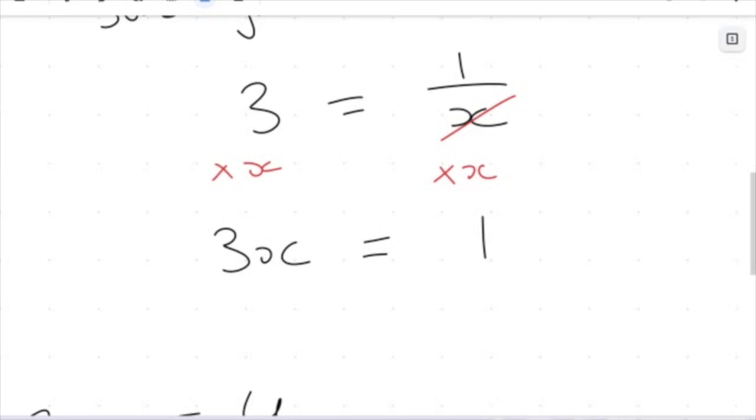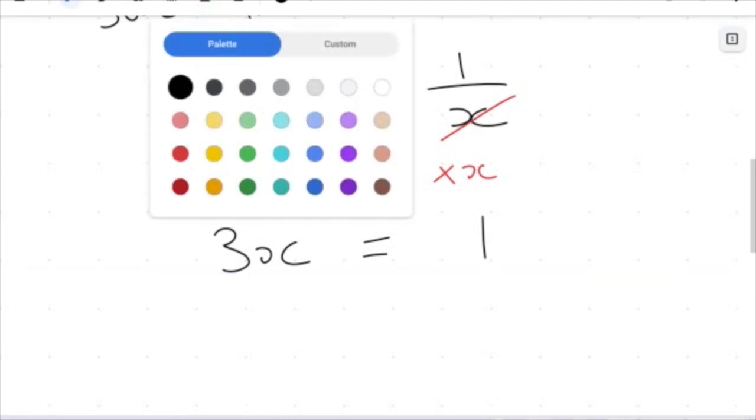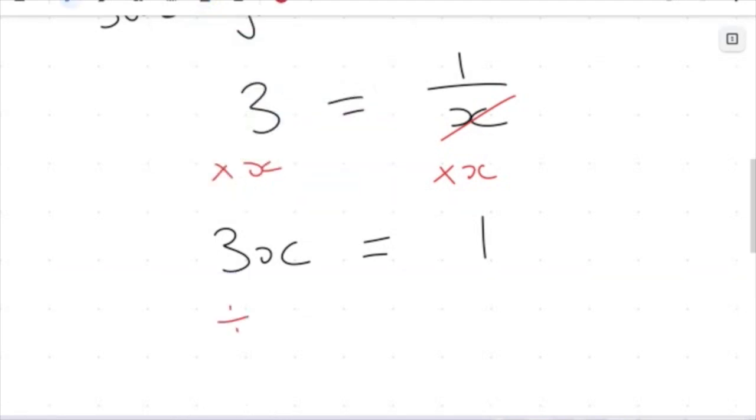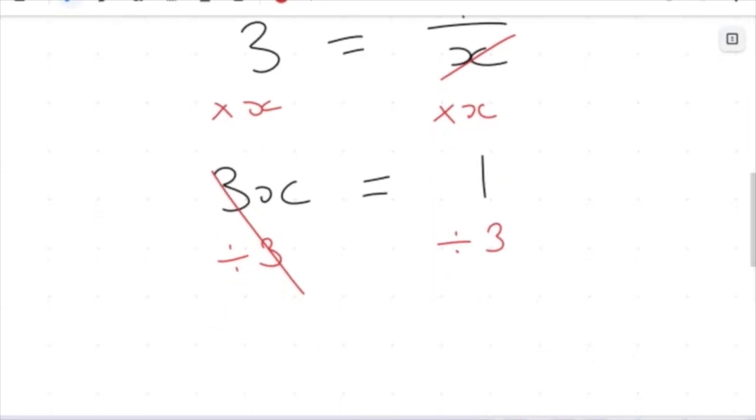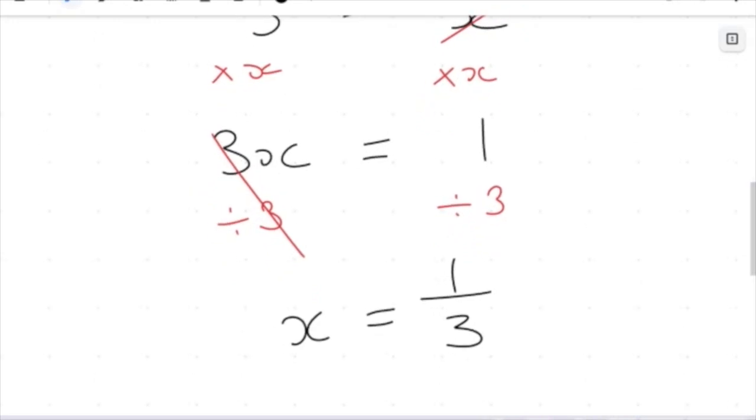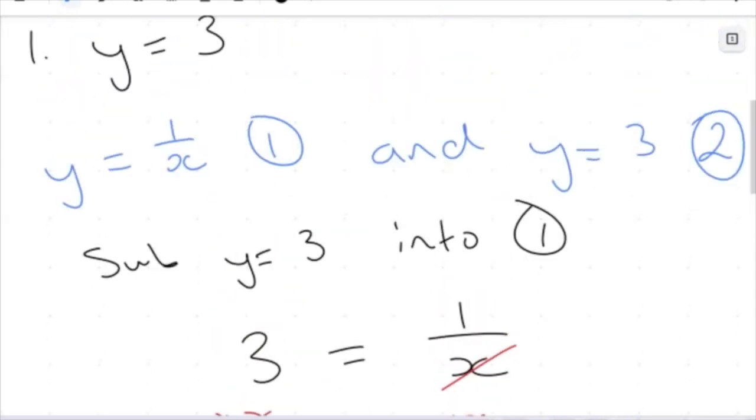And now x is multiplying by 3 here. So I want to divide both sides by 3 to cancel out this 3 and get me x on its own. So I'm left with x equals 1 over 3. So I've found the particular point, the x coordinate where these intersect, and I can find the y coordinate also by just substituting this back into one of these equations.